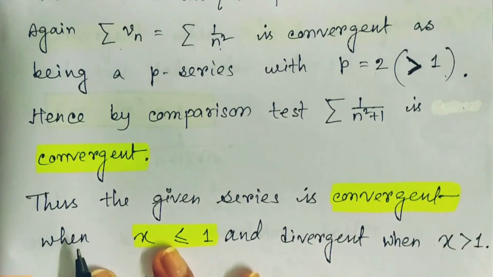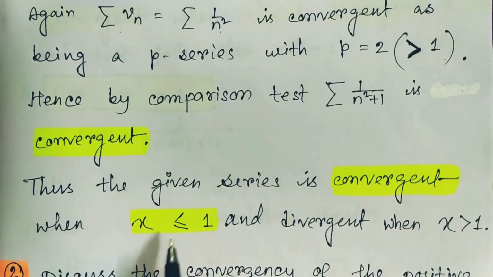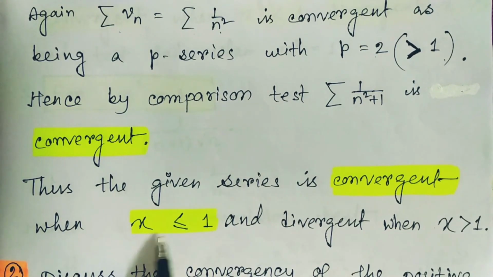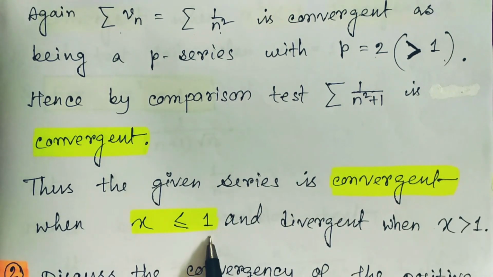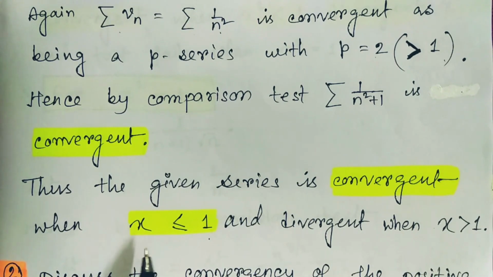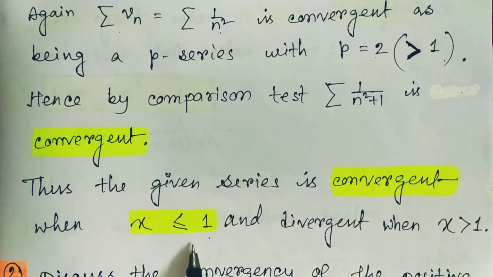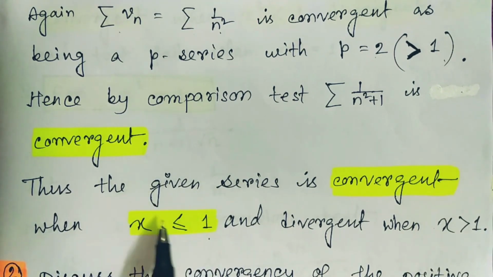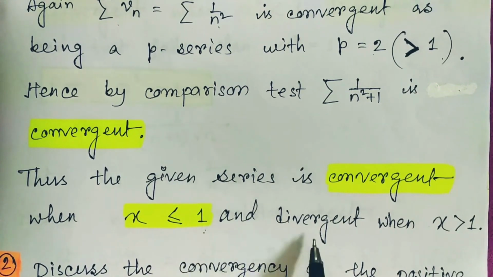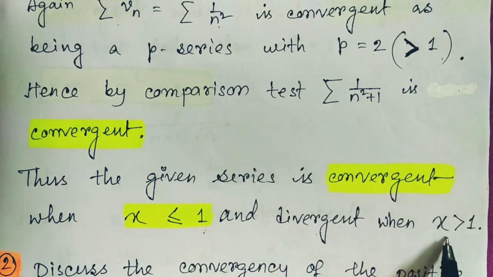Thus, the given series is convergent when x is equal to 1. So, finally, we can conclude that the given series is convergent when x is less than or equal to 1. Because from D'Alembert's ratio test, we find that when x is less than 1, the series is convergent. And for x equal to 1, by comparison test, we find the series is convergent. So, we can say the series is convergent when x is less than or equal to 1 and divergent when x is greater than 1.